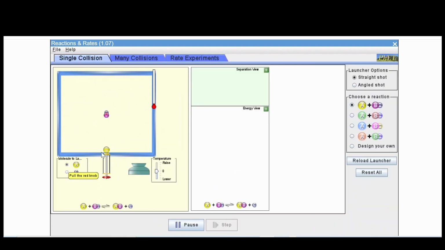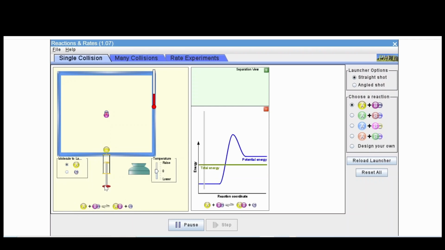To illustrate the basic principles of the collision theory, I will use the single collision simulation. Here we once again have the reaction A plus BC, which, should the reaction occur, will produce this AB plus C. Now with this simulation, this atom A is lying on top of this spring, which you can pull and let go to hit this atom A. Note how the green total energy line on this energy graph increases as I pull the spring.